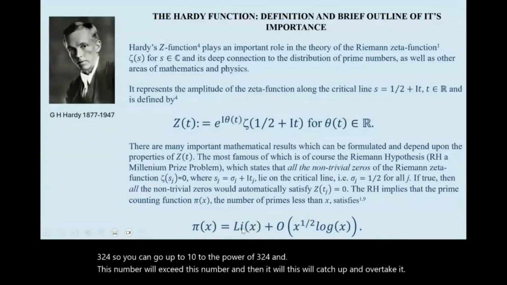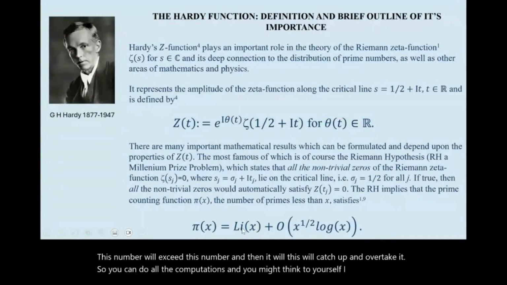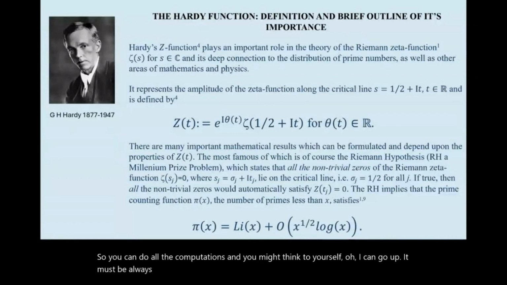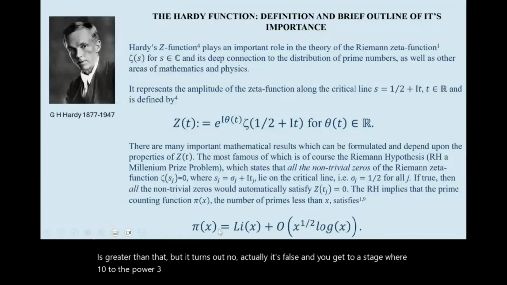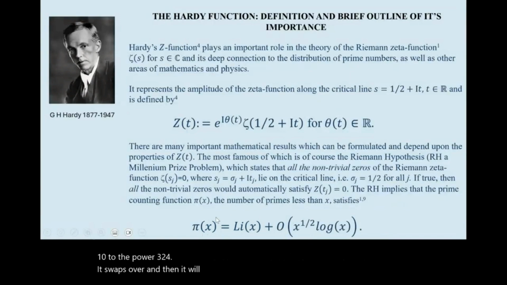So you can do all the computations and you might think to yourself, oh, it must always be true that this is greater than that. But it turns out, no, actually, it's false. And you get to a stage, at 10 to the power 324, where it swaps over, and then these two terms will oscillate. I think that illustrates the complexity of this term.